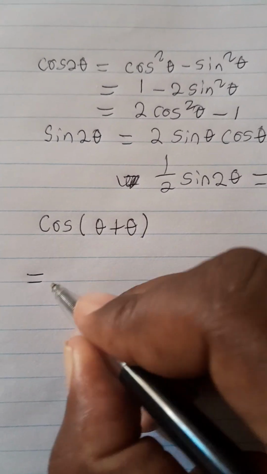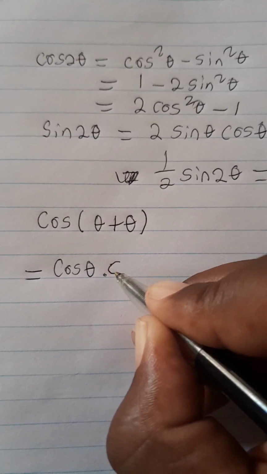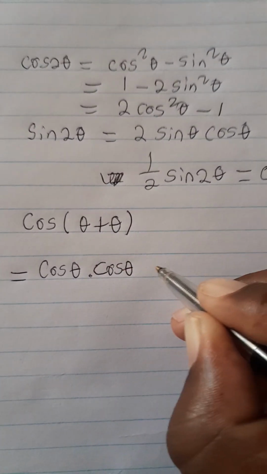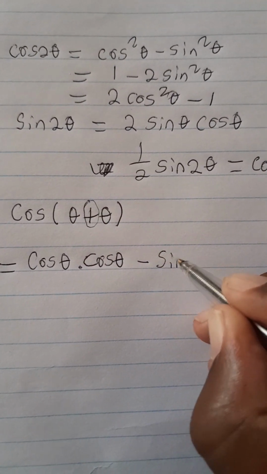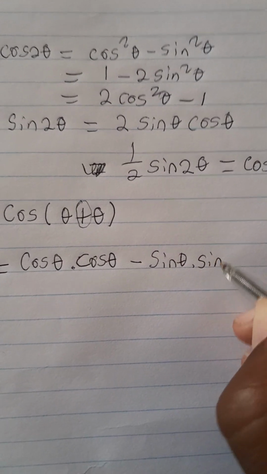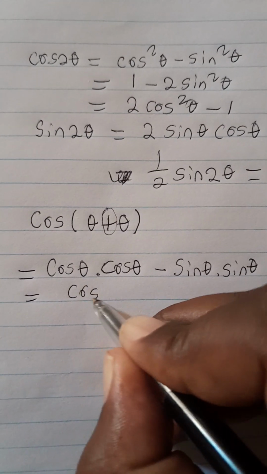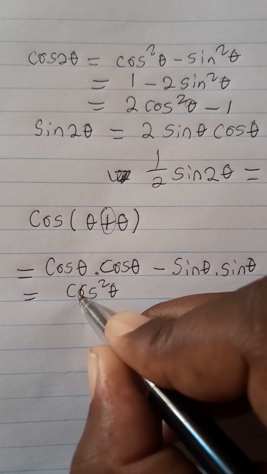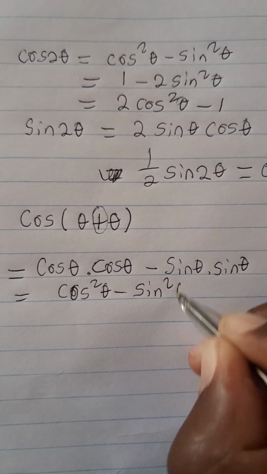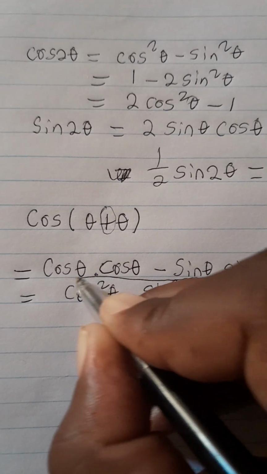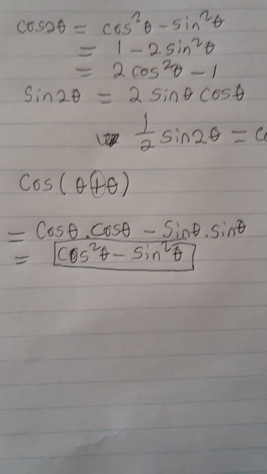This will be the product of cos theta multiplied by cos theta. What happens, remember, since it's a compound angle of cos, the sign changes, so it will be minus the product of sine theta and sine theta. So what is cos times cos? That will be cos squared theta. Sine times sine, that will be sine squared theta. So we have derived the first identity. Hope you saw how this first identity came about.